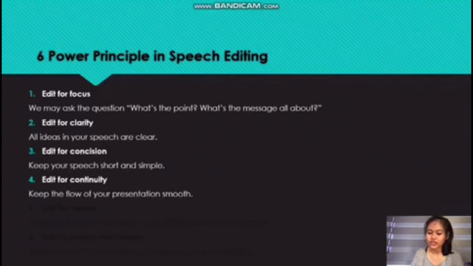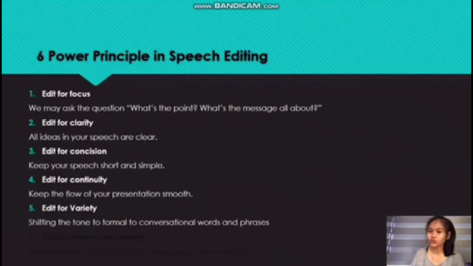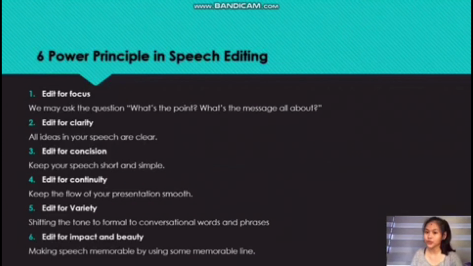Next, we have the edit for variety. Shift the tone from formal to conversational words and phrases. By adding some spice to your speech, this makes the speech more enjoyable and helps appeal to different thinkers in the audience. Lastly, we have the edit for impact and beauty.